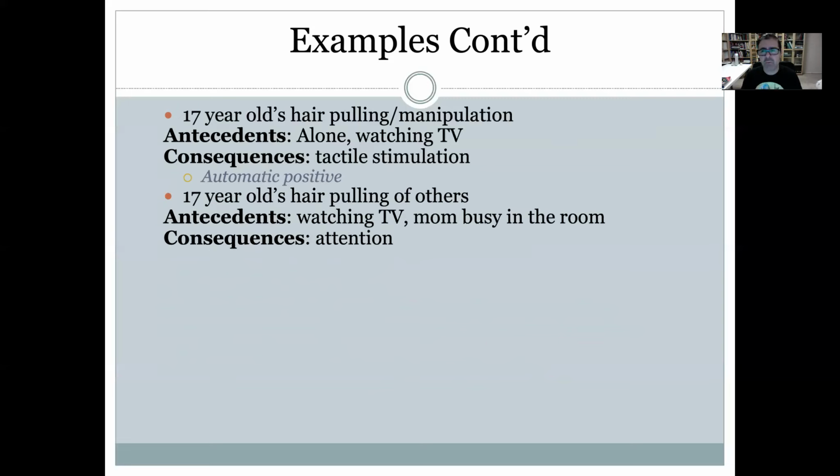Now, 17-year-old hair pulling of others. Now, the kid is pulling other people's hair. That's terrible behavior. And when is it happening? When the child is watching TV, mom is busy in the room, the kid goes there, pulls someone's hair, pulls mom's hair, and mom gives attention. Now, what kind of attention does mom give? Probably mom yells at the kid, right? But the kid is alone. It's not getting any stimulation. Now, when the kid pulls the hair, the kid gets some stimulation. Now, question: is this positive or negative? Positive, right? The kid has no attention, pulls the hair, attention. Now, is this social or automatic? Who is giving the child attention? Someone else, mom in this case. So this would be social positive reinforcement in the form of attention.